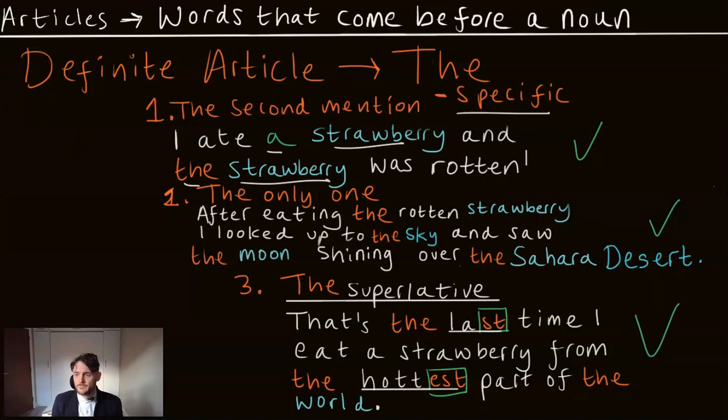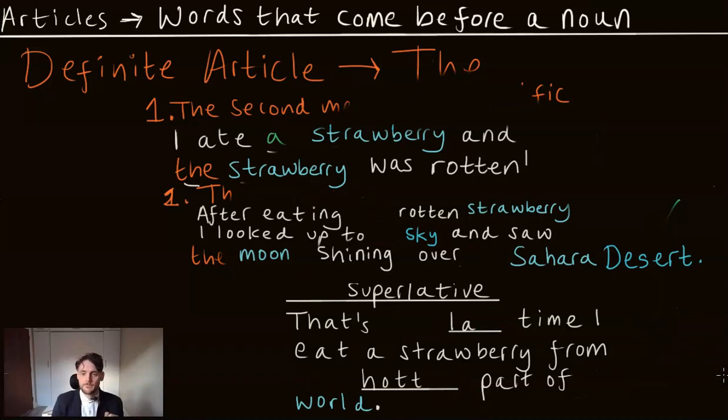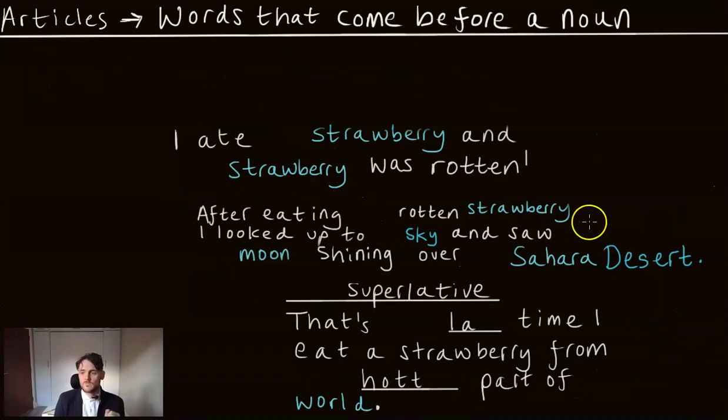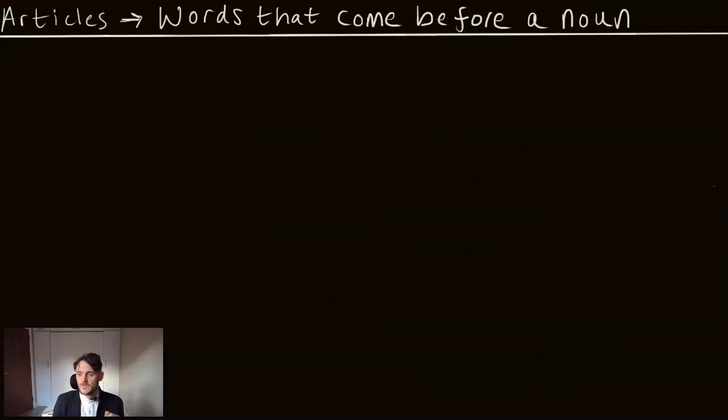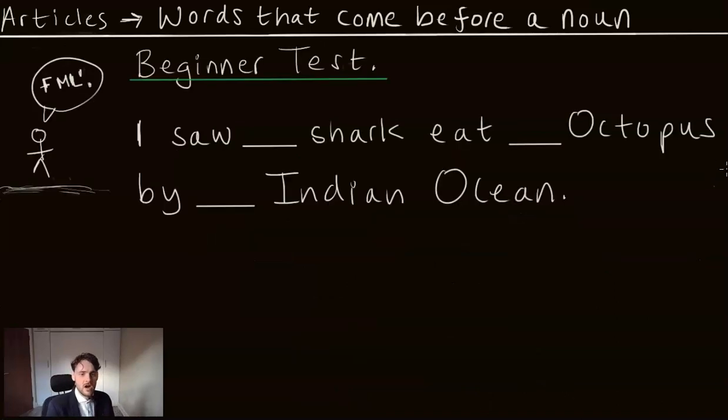So, well done. Before we move on, I want to do a quick beginner test. Pause the video if you'd like to look at this material. I'm going to test you now. Okay? So, here's a sentence. I saw shark eat octopus by Indian Ocean. Pause the video. I want you to put in the correct article. 3, 2, 1. Okay. I saw a shark.